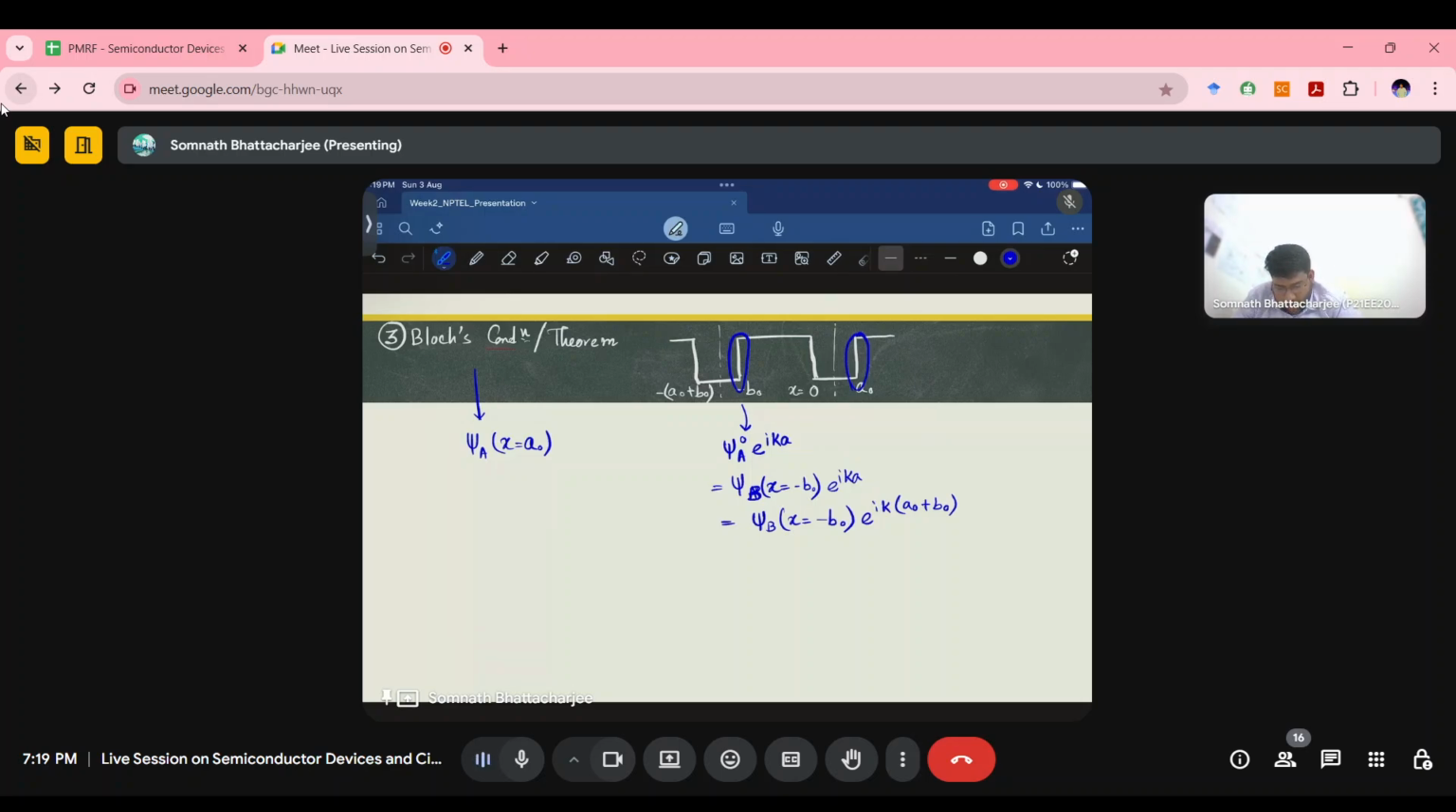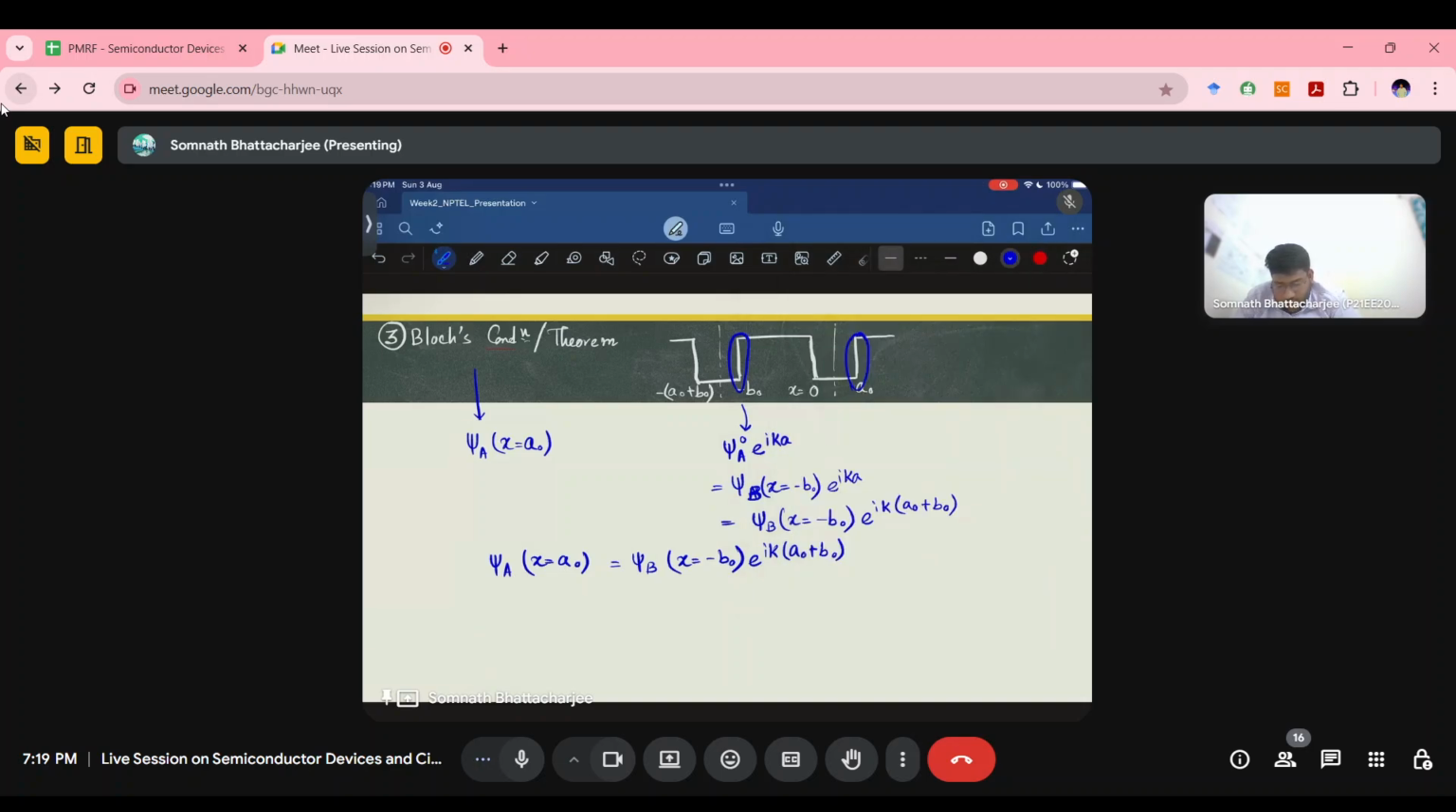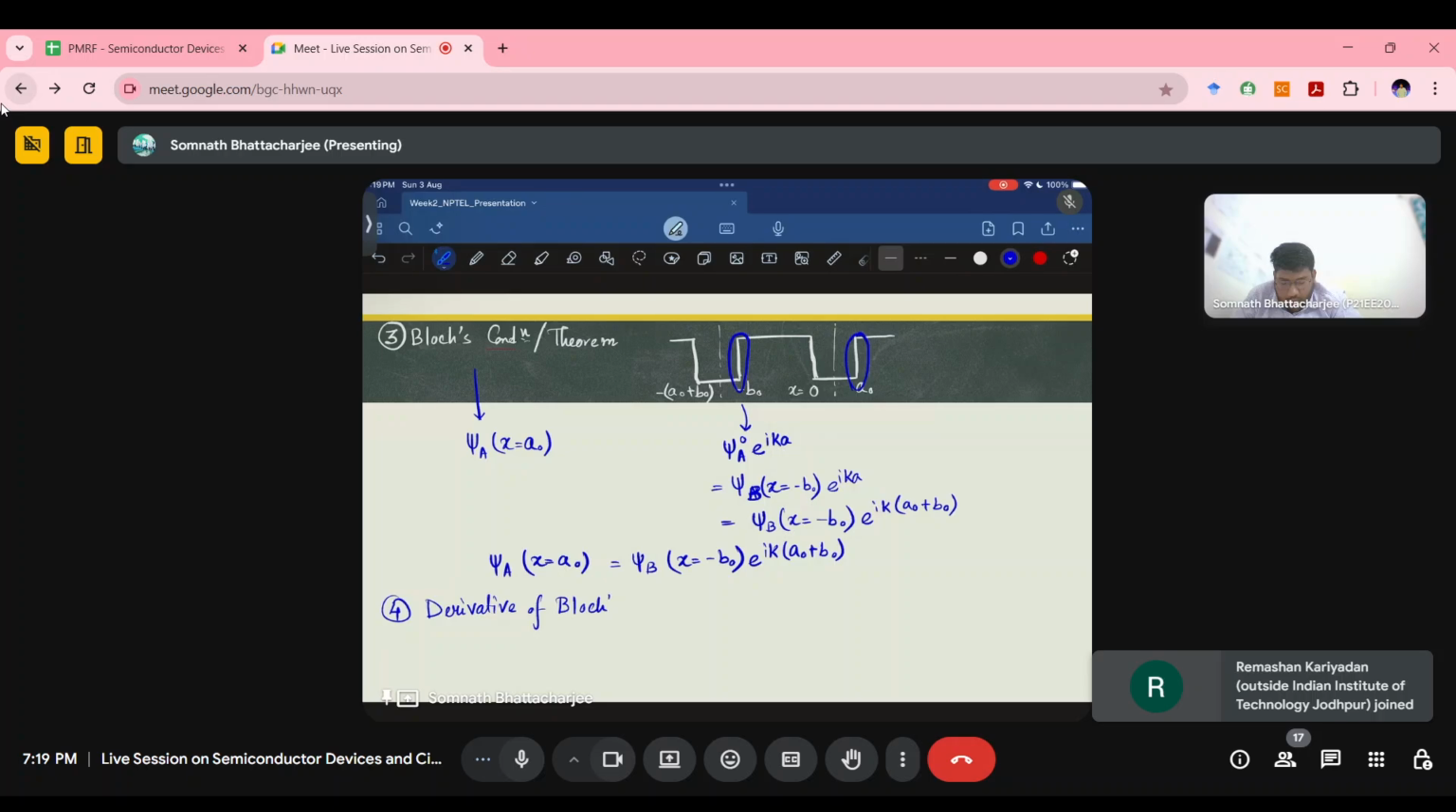So the condition would be psi A when x equals a naught should be equal to psi B when x equals minus b naught e to the power i k a, that is a naught plus b naught. So this should be Bloch's theorem, and the fourth one would be that the derivative of the Bloch's theorem would also be continuous. So derivative of Bloch's theorem.